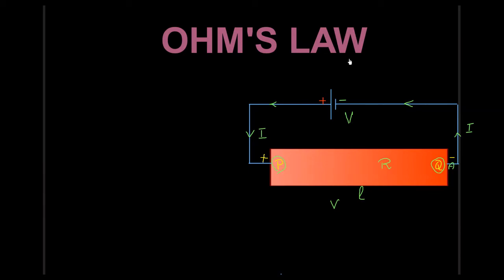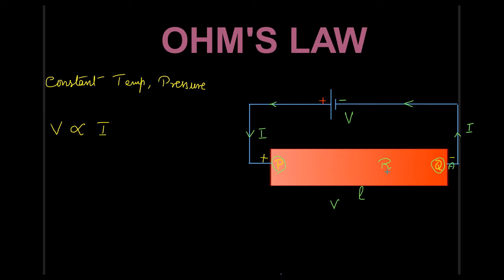Ohm's law. Ohm's law states that at constant temperature and pressure, potential difference across the ends of a conductor is directly proportional to current passing through it. Let V be the potential difference across the ends of the conductor PQ, and I is the current passing through it.